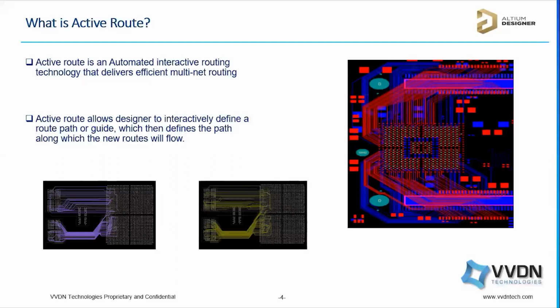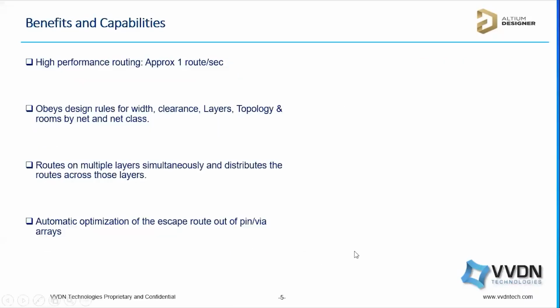ActiveRoute also allows the designer to interactively define a route path or a route guide, which the new routes will follow. So as you see in the image, a route guide is shown. These are route guided, these are non-guided. So, benefits and capabilities of ActiveRoute.